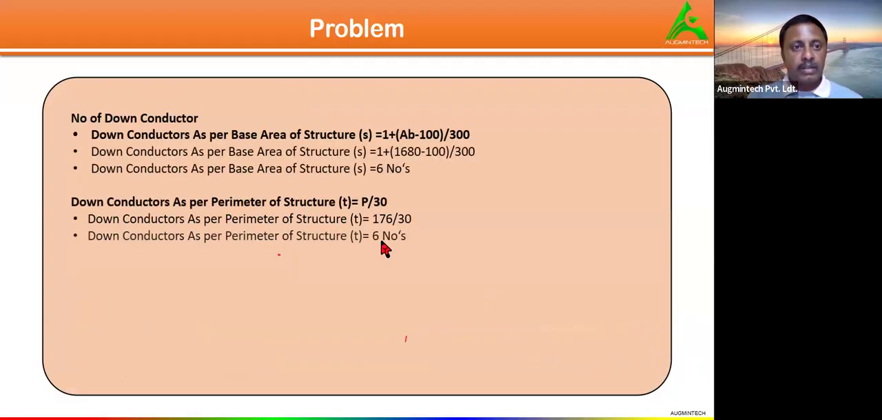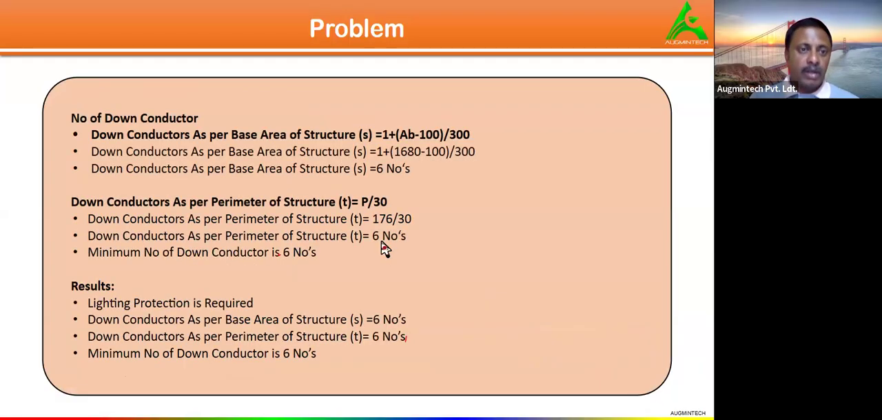And now we can calculate the number of down conductors. The number of down conductors is given as per the base area of the structure. Just a few formulas you have to remember. The first thing is the collection area, then multiply it with the lightning flash density. And the second, the area and the perimeter. And then the down conductors as per base area of structure, which is given by 1 plus (AB minus 100) by 300. What is this AB? That's nothing but your area. Standard formula. So it equals 1 plus (1680, the area of the building, length into width, minus 100) by 300, which will be 6 numbers.